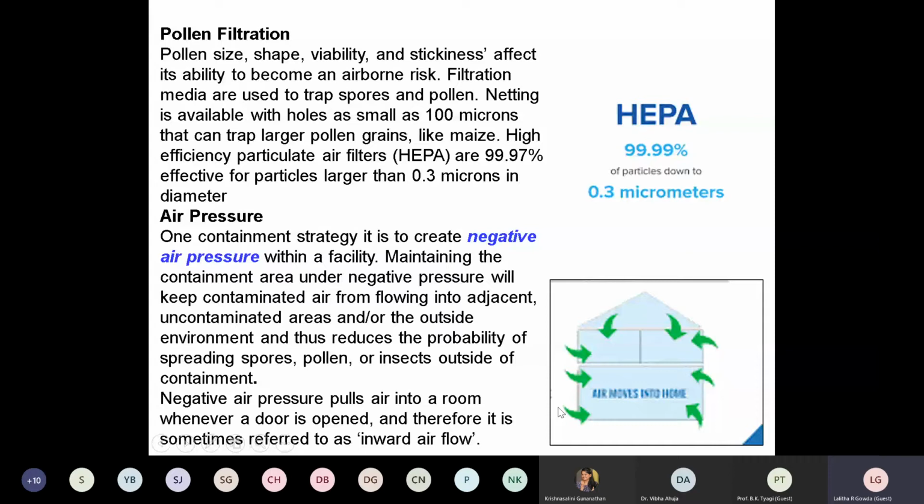So in a containment facility, if you have a negative pressure, you will see that as soon as the door is open, the air will rush in and the internal air cannot come out. And so this prevents any of the plants, pollen, etc., which is in the greenhouse, from coming out. So most microbiology laboratories and greenhouse facilities have negative air pressure, which can be controlled by air handling units.